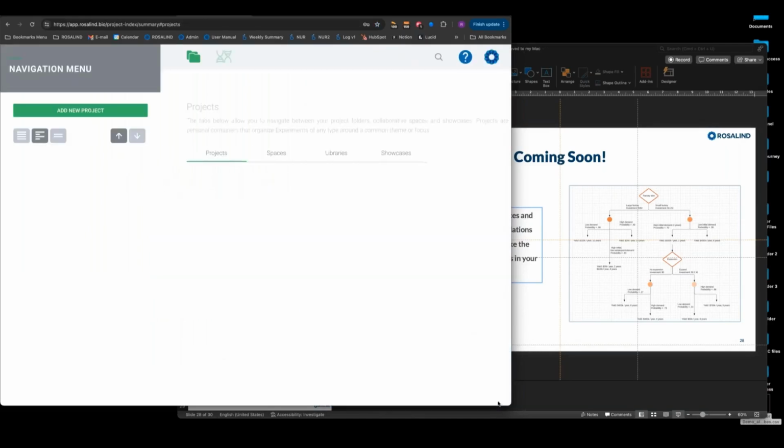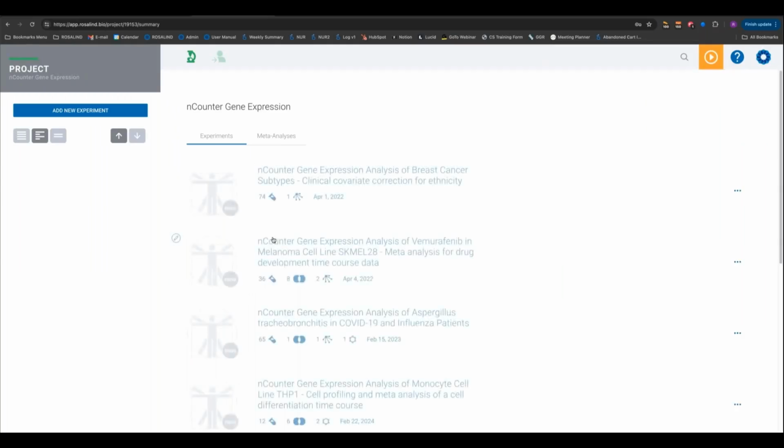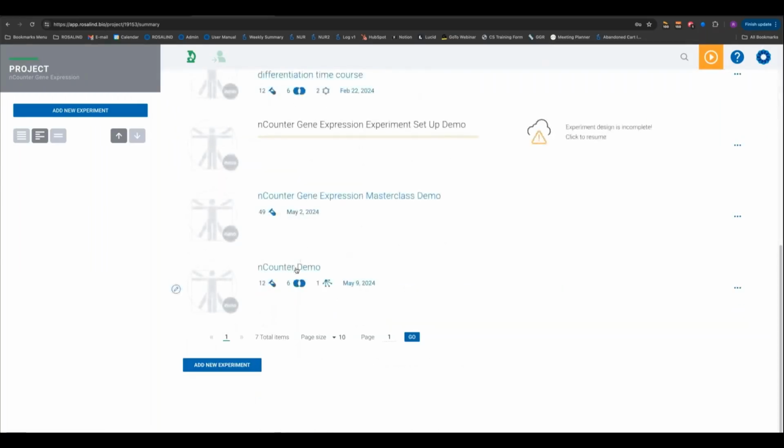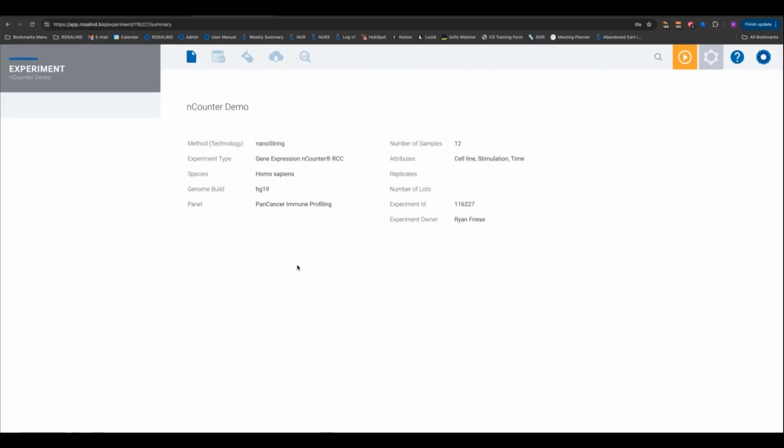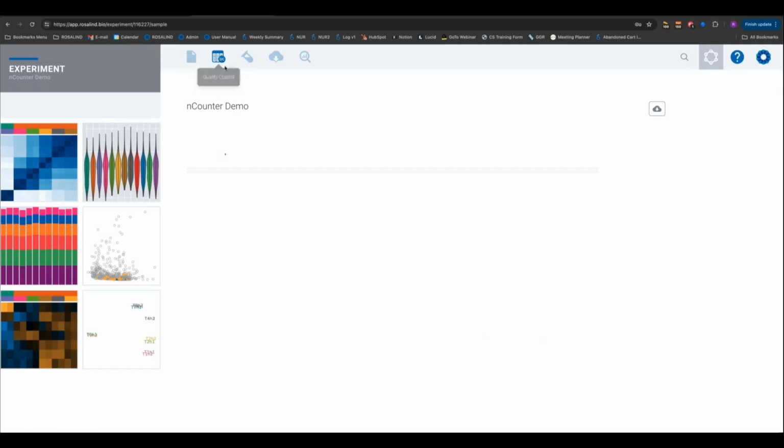So I have a data set ready to go. I'm going to find our QC table, open it up, show you what the exploration looks like. Okay, so let me just jump to our quality control results.